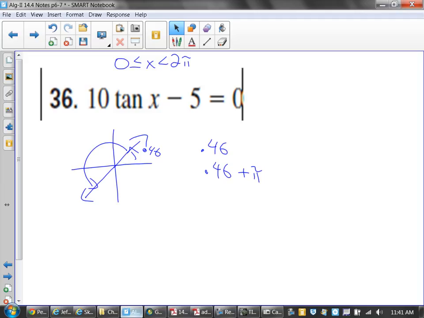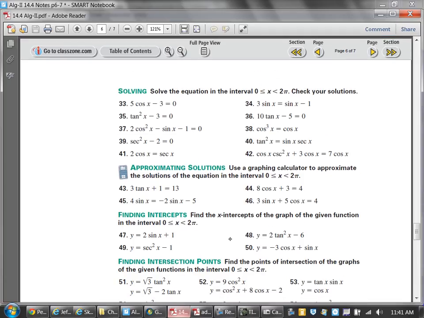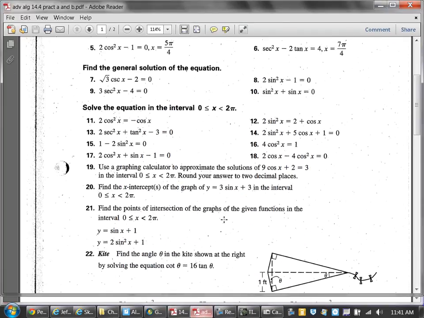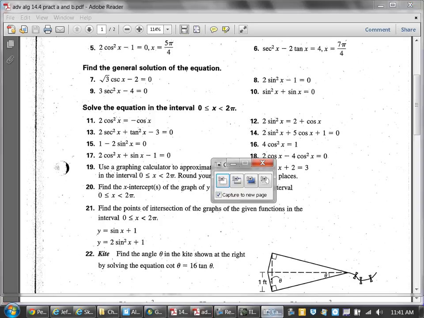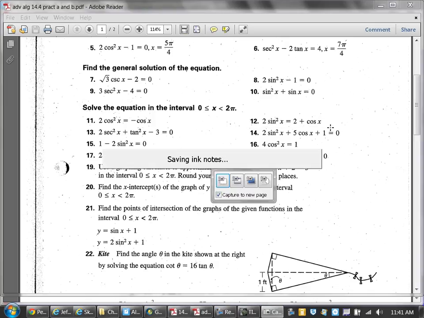Let's do some tougher ones. Let's take a look at number 12 here. I'm going to pass this out to you. I got some copies of it. We don't have to worry about writing it all out.